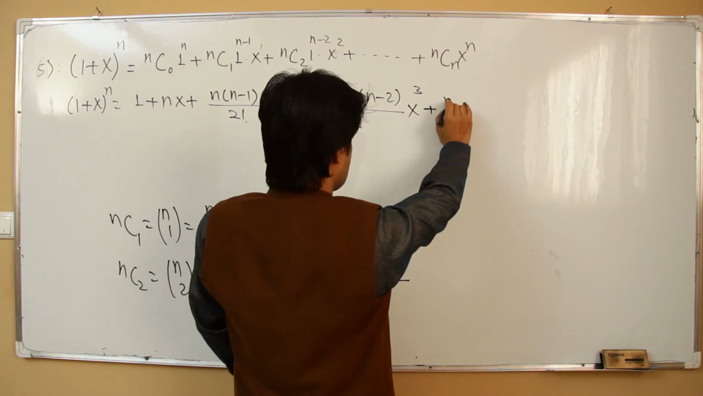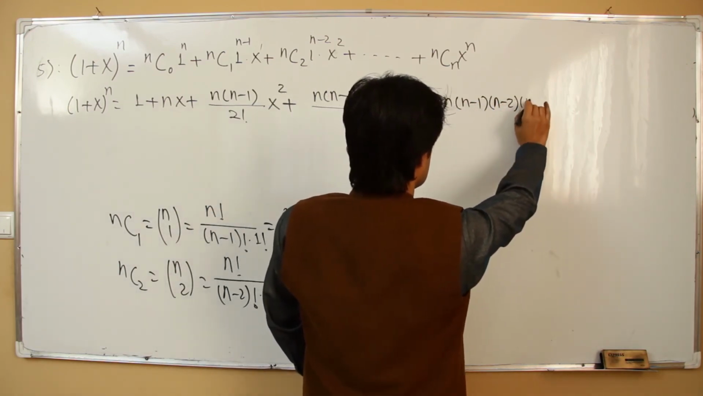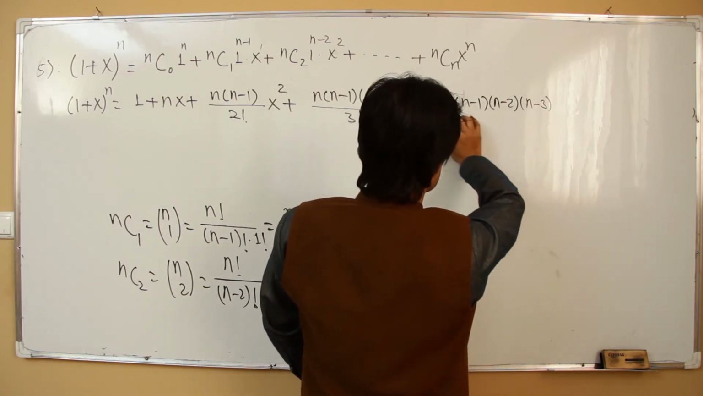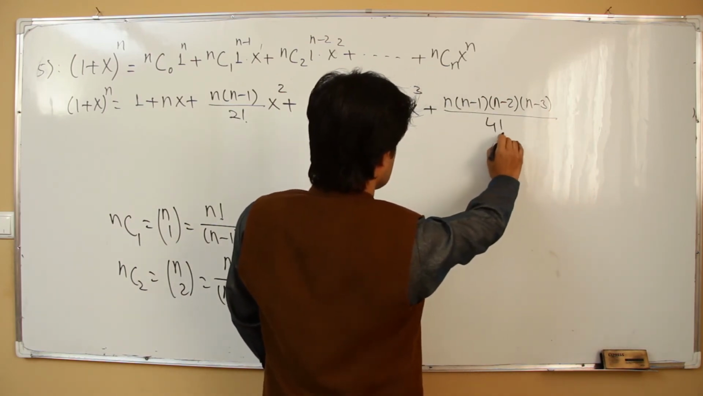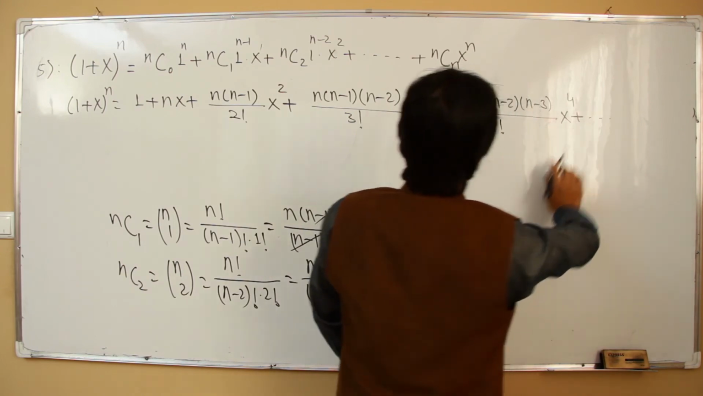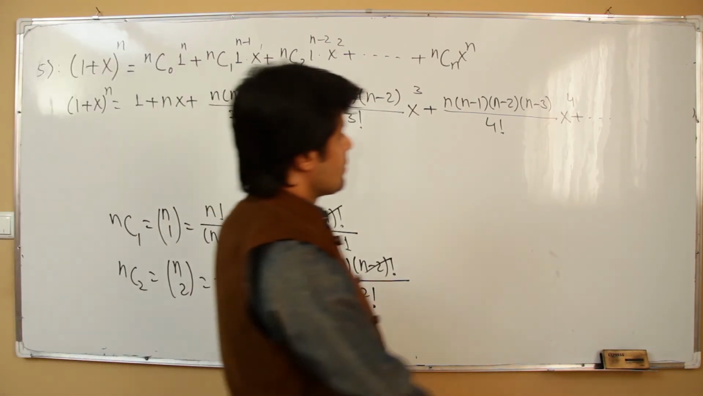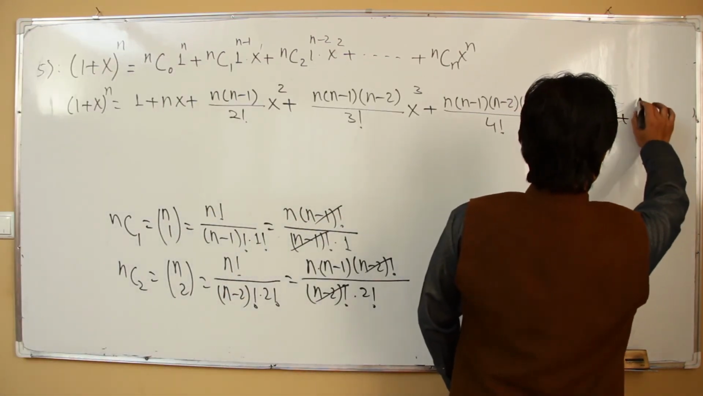The next one, (n minus 1)(n minus 2)(n minus 3) divided by 4 factorial x to the power, what? 4. Like this one. And what do you think the last one is? The last one is x to the power n.